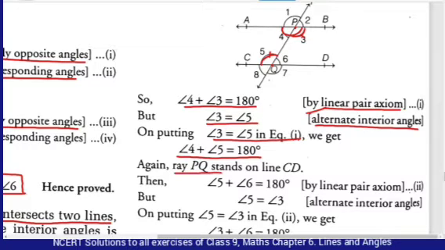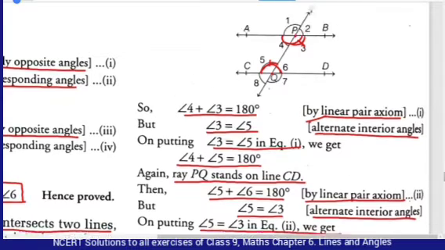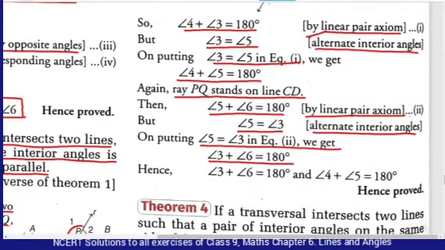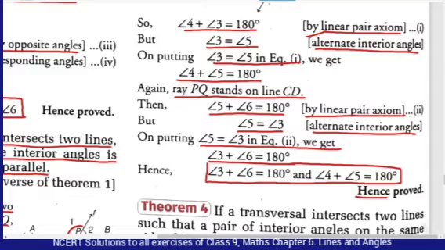Again, ray PQ stands on line CD, then angle 5 plus angle 6 is equal to 180 degrees, because by the linear pair axiom. Take this as equation number 2. But angle 5 is equal to angle 3, that is, alternate interior angles. Substitute it in equation 2, then we get angle 3 plus angle 6 is equal to 180 degrees. So angle 3 plus angle 6 is equal to 180 degrees and angle 4 plus angle 5 is equal to 180 degrees.